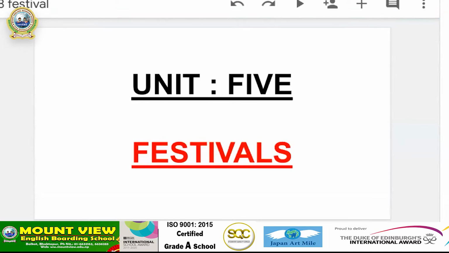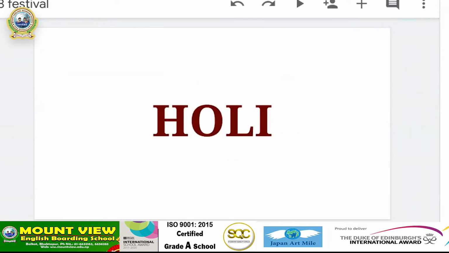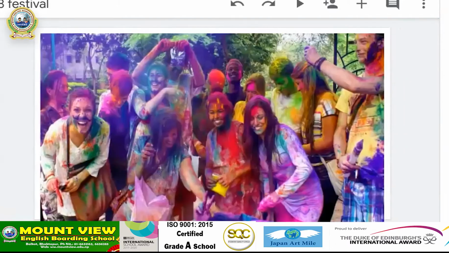Our topic today is unit 5, Holi festivals, and in the festival we are talking about Holi. This is a picture of Holi, as you know how it is played. So you can say that Holi is the festival of color, festival of the spring season, festival of love.